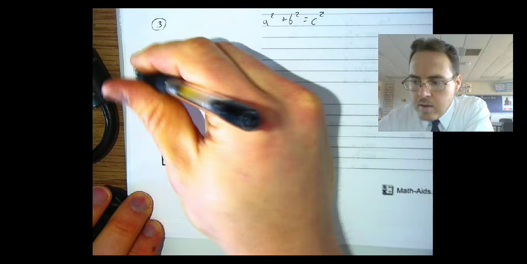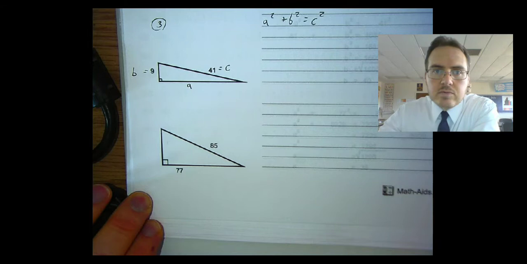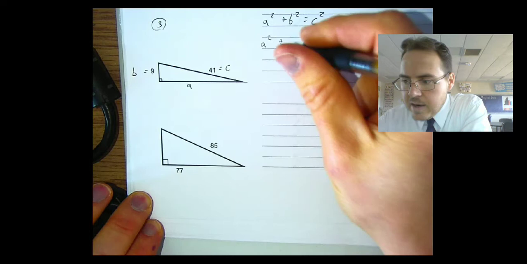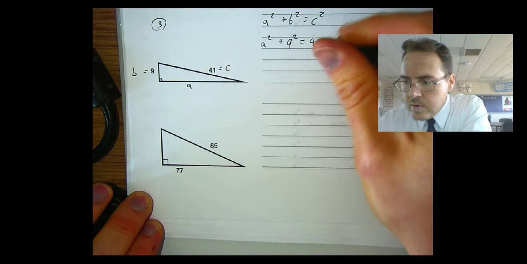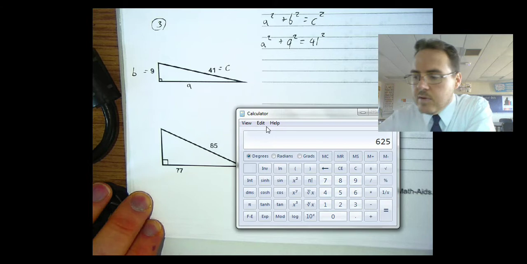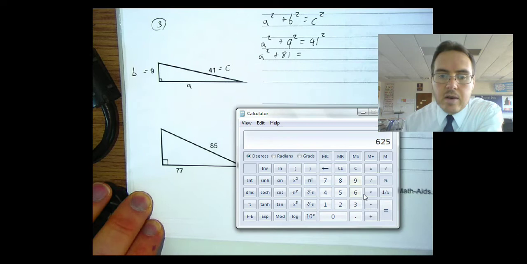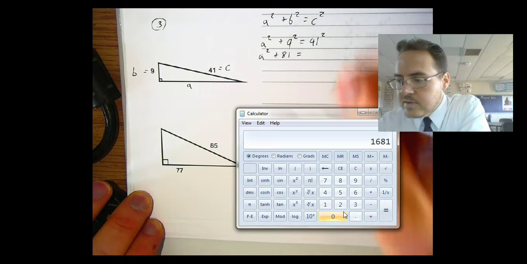And now let's go ahead and replace the values that we do know. We don't know what A is. That'd be A squared plus B squared, that'd be 9 squared. And then C squared would be 41 squared. Now 9 squared, that I can trust myself. So I'm going to have A squared plus 81 equals, now I do not know what 41 times 41 is. 1,681.